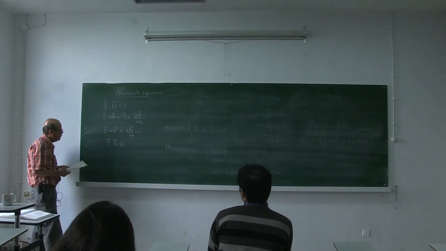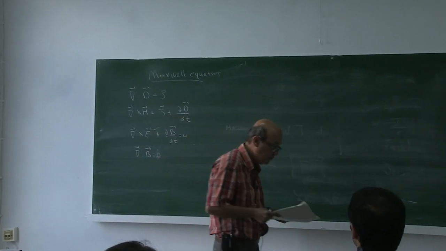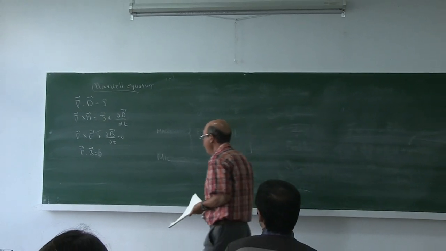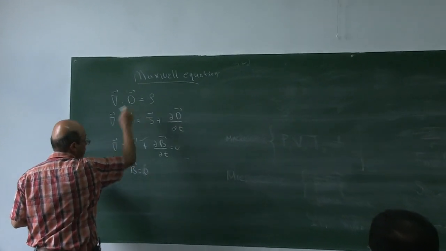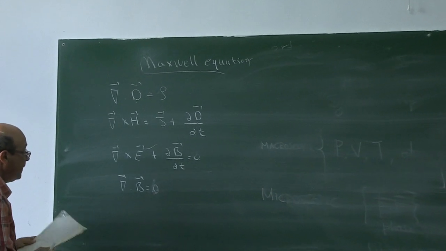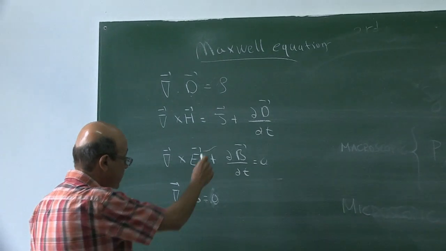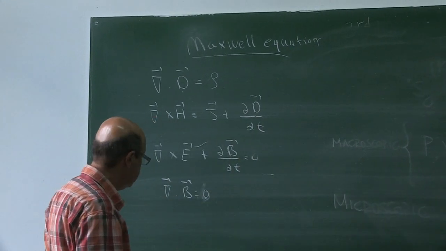You all know the Maxwell's equations well from undergraduate and the first part of the course, and let me remind you once more. The source of the electric displacement is the charge density, and the source of the magnetic field is the current density and the change of the electric displacement in time.